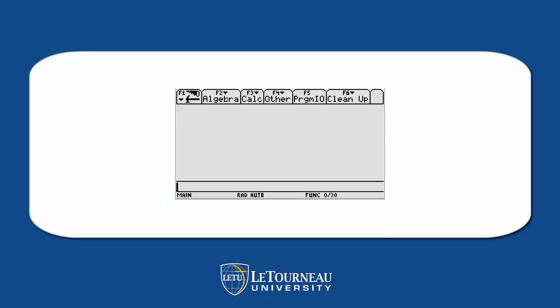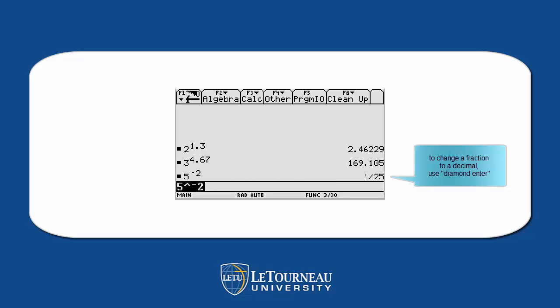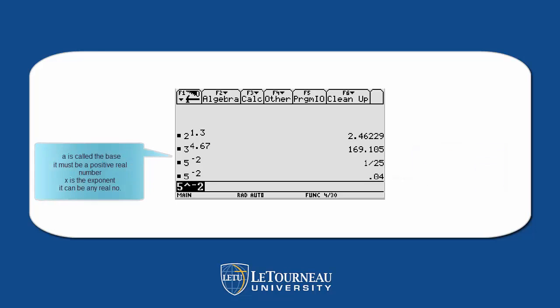Now, the next thing let's do is look at what we do if we have something like 2 raised to the 1.3 power. We're going to put it in the calculator, or something like 3 raised to the, let's see, what do we want? 4.67. See, the calculator has no problem. Now, what might the calculator do when we have like 5 raised to the minus 2 power? Notice it gives us a fraction. I want a decimal, so I'm going to hit diamond enter on the keyboard. And when I hit diamond enter, notice it changed it to 0.04 for me.